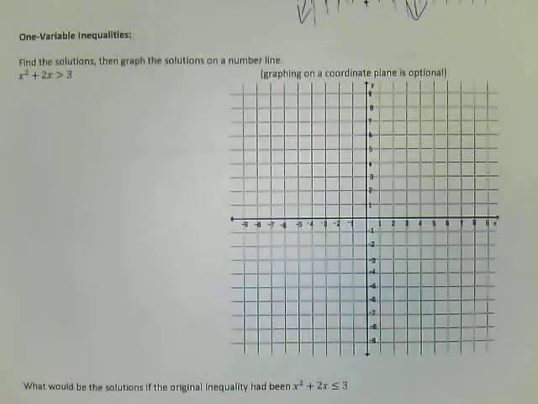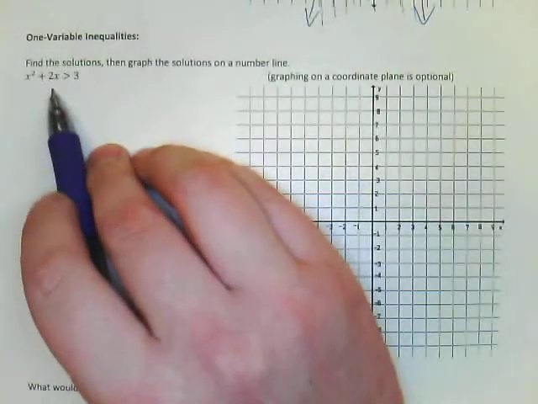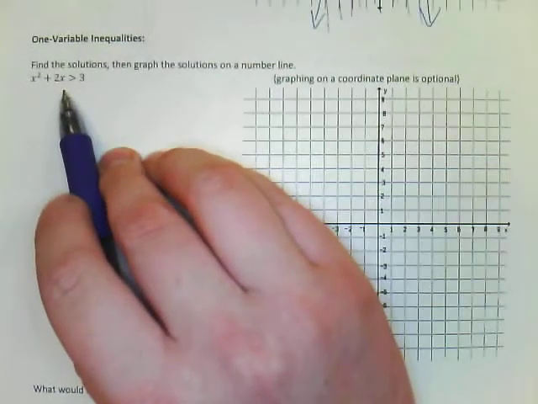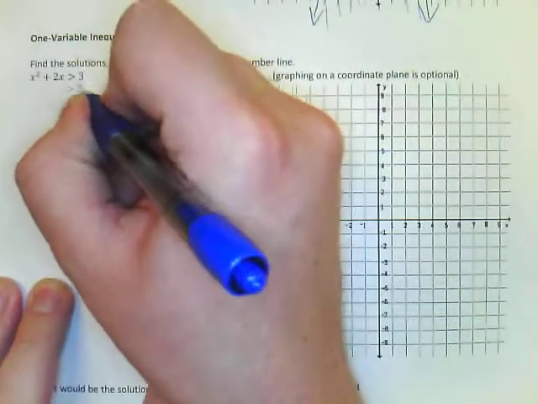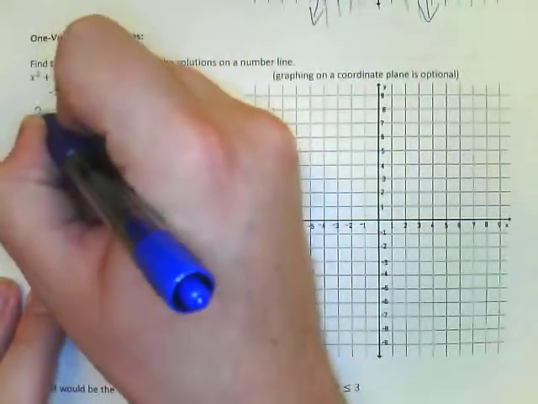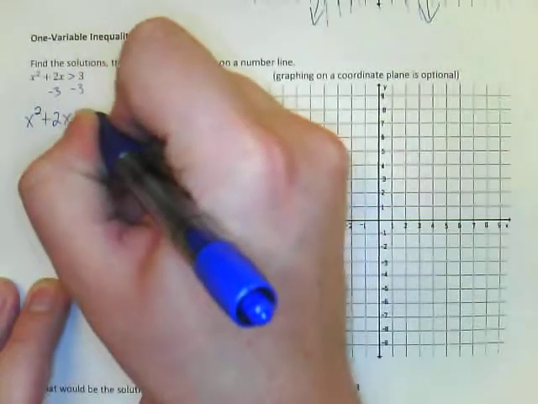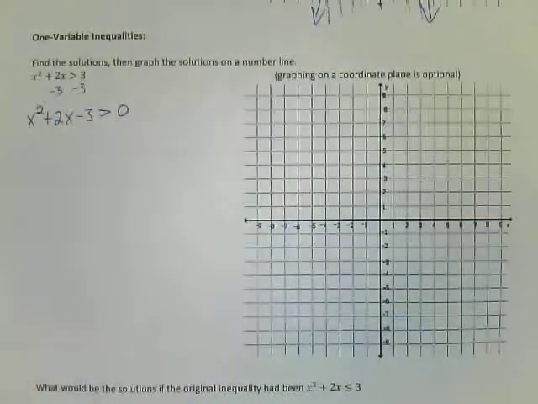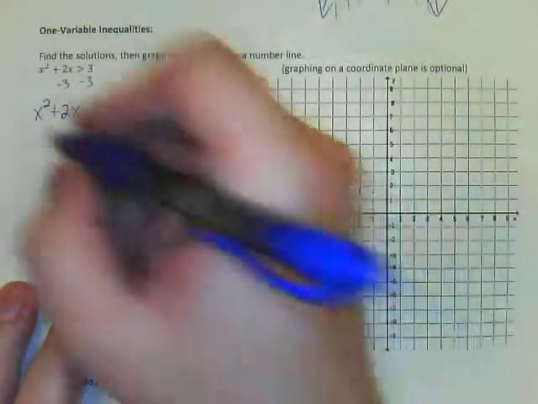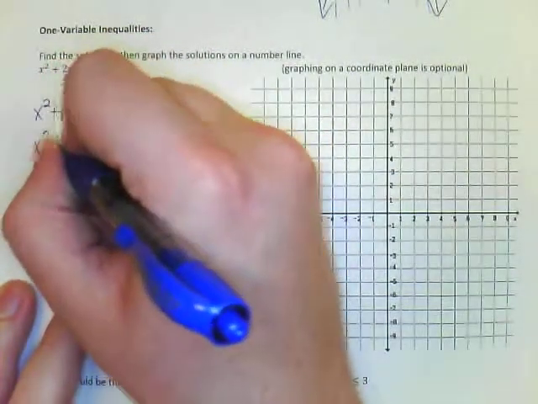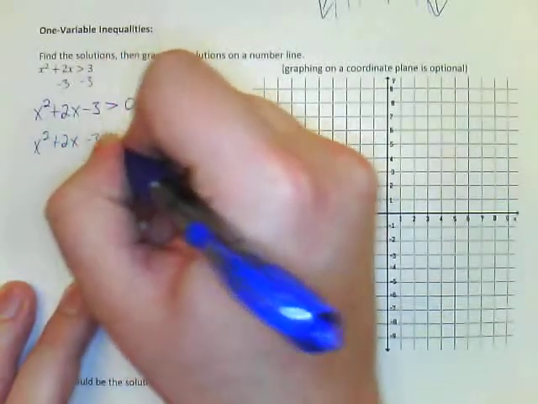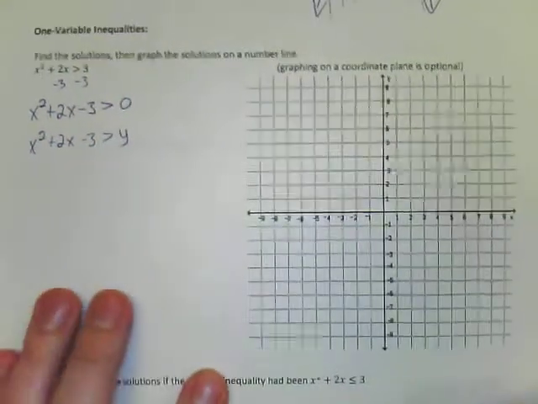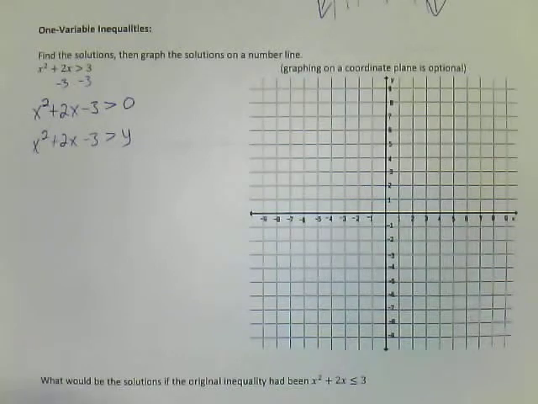All right, so what we're going to do first is get 0 on one side of this inequality. So let's subtract 3 from both sides. And then we get x squared plus 2x minus 3 is greater than 0. And the reason we're going to do this is because now we can kind of pretend that this is like this, except we've plugged in 0 for y.